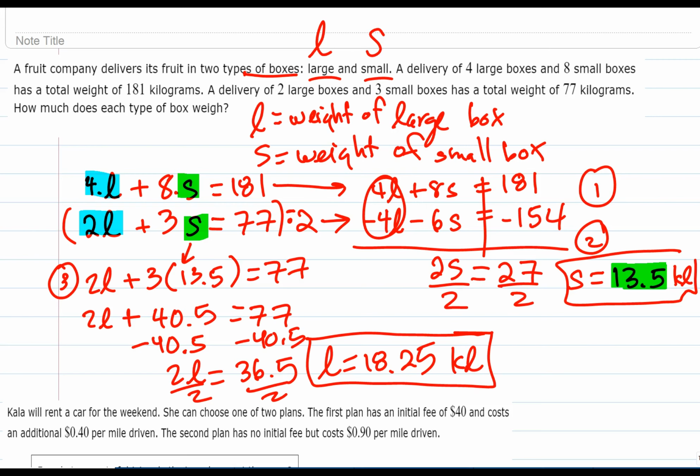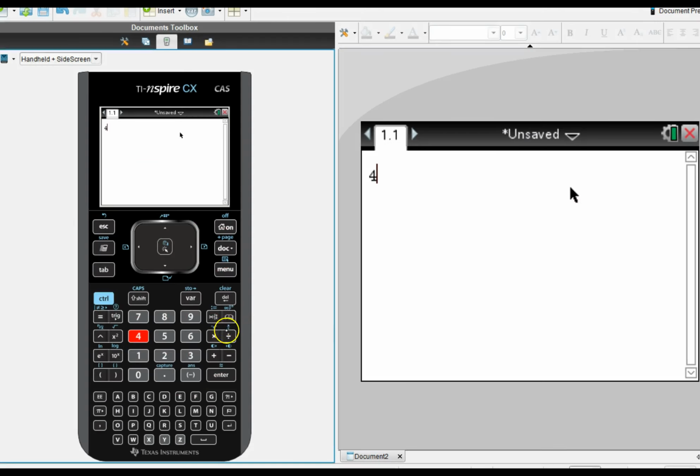This is what I love. You can actually check this pretty easily with your calculator, and I'm going to encourage you to do that. It's right. I should be able to take that 13.5 and plug it in for the S's, and take that 18.25 and plug it in for the L's, and it should make both of these equations true, right? So 4 times L, 4 times 18.25.